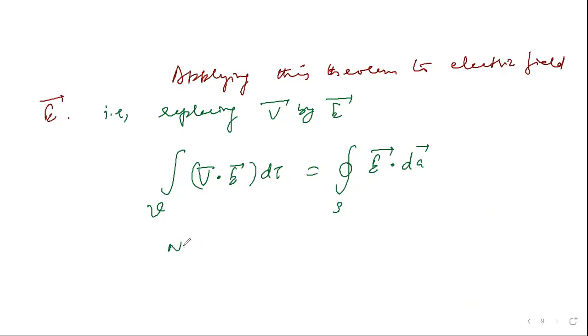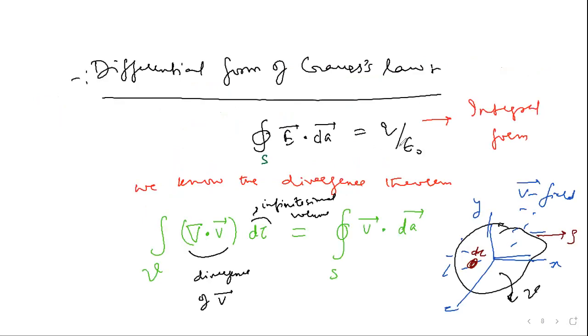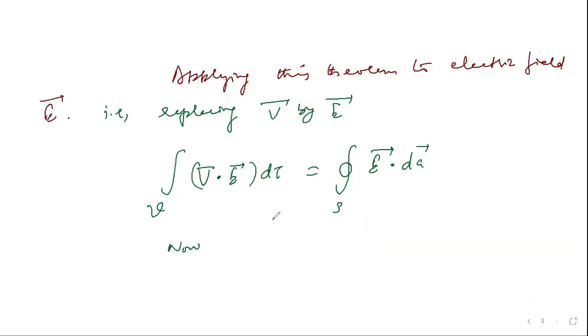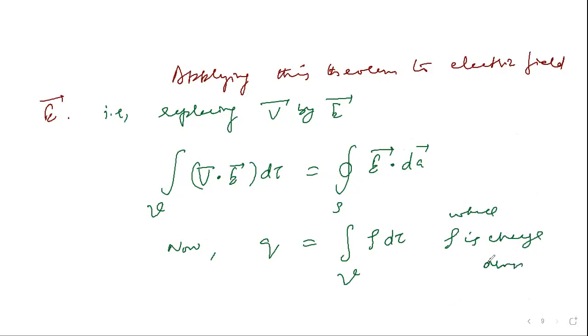Then what I do, now charge inside the closed Gaussian surface is Q. We write it in terms of charge density. Now Q can be written as integral over nu of rho d tau, where rho is charge density.